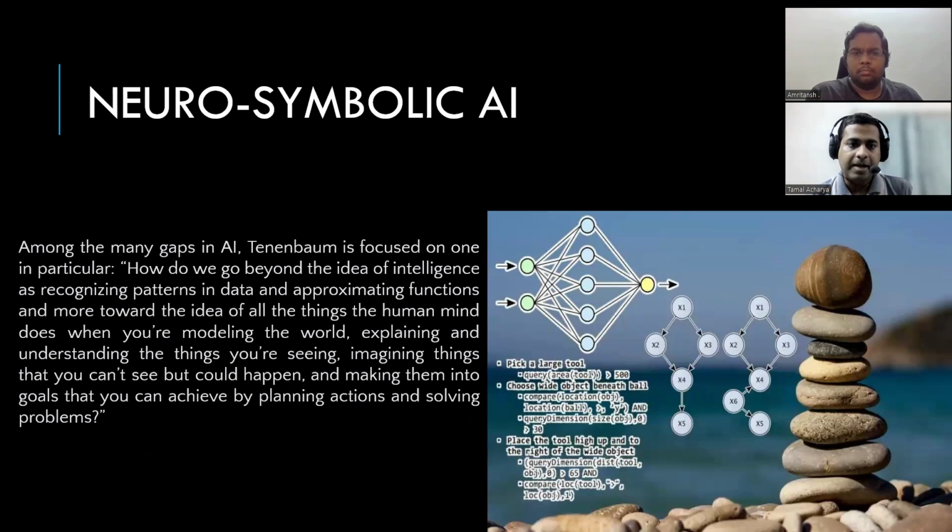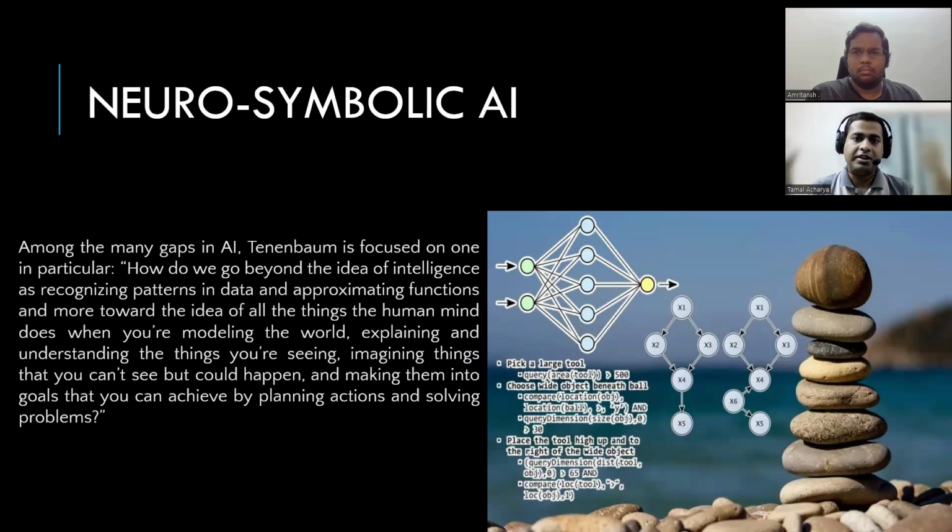See, there is a gap. How do we go beyond the idea of intelligence as recognizing patterns in data and approximating functions, and move more towards all the things the human mind does when modeling the world, explaining and understanding the things you are seeing, imagining? See, we have this imagination. Now, machines can't imagine. You have to tell them. The more you do symbolic reasoning, the more the machine will be able to say that it is moving closer to the human.